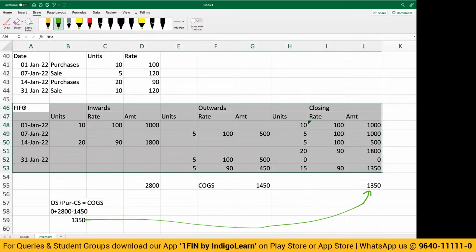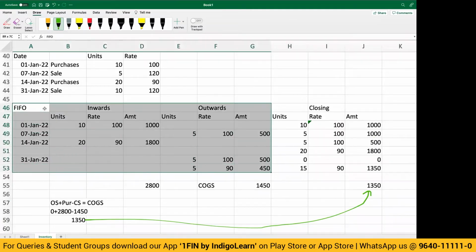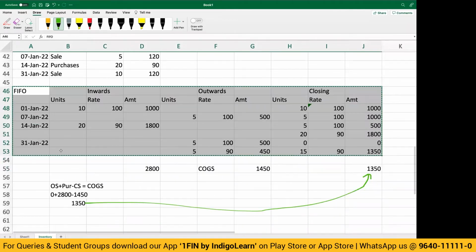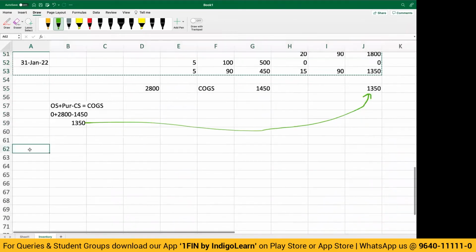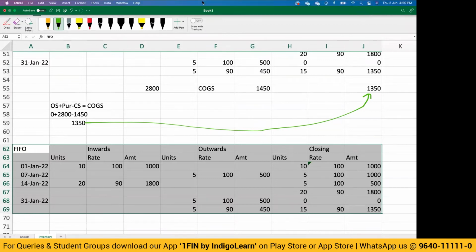Sir, will they ask LIFO method in exams? They may ask. See, even if it is not allowed by the standard, they may ask. Otherwise, they would not have given it in the material also, no? For example, in US GAAP it is allowed. Only in IFRS and Indian accounting standard, it is not allowed.